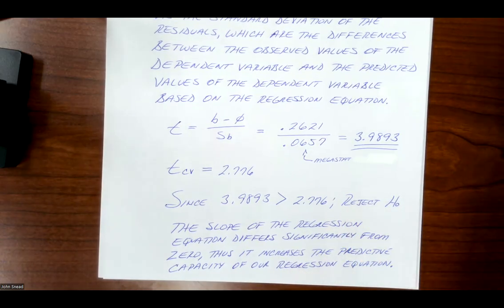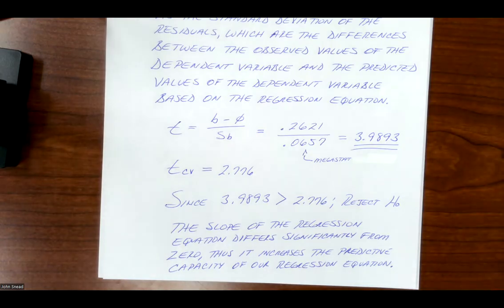Let's get this up there, and then we'll leave that there for a second in case you're taking notes. Again, in this particular case, the beta coefficient is significantly different from 0, so it does have some predictive capability.